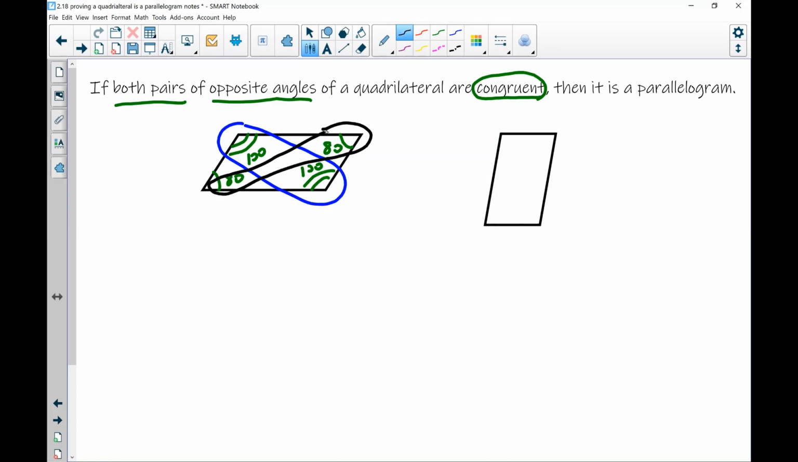A way that would not be able to prove it is if they only mark one. That would not be enough information because you don't know about the other diagonal. Or if they showed, like, 2 lines on one and 3 lines on another, well, we have one pair of opposite angles that's congruent, but my other pair doesn't have the same markings, so they're not congruent. So this would not be a parallelogram.